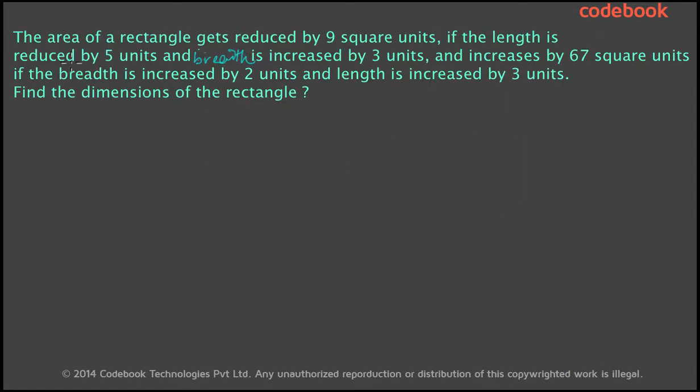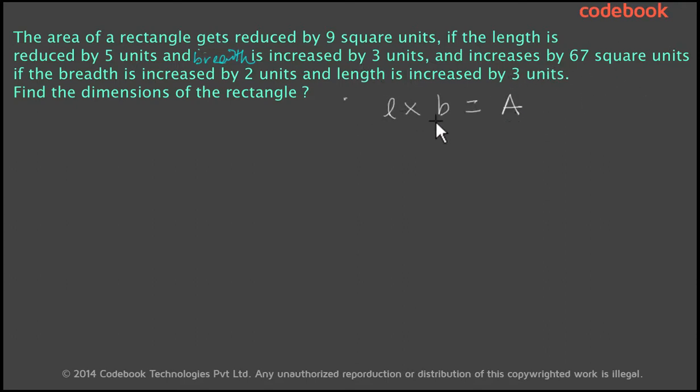So let's work on another problem. Here we have been given that the area of a rectangle reduces by 9 square units if the length is reduced by 5 units and the breadth is increased by 3 units. Similarly, the area increases by 67 square units if the breadth is increased by 2 units and the length is increased by 3 units. So find the dimensions of the rectangle. So we have been given two scenarios. Let us try to write those two scenarios as linear equations.